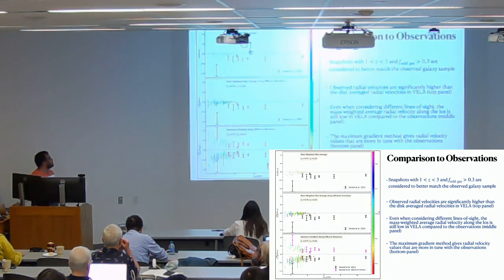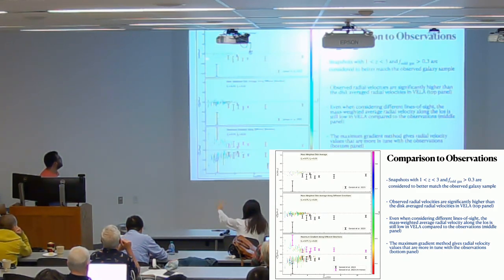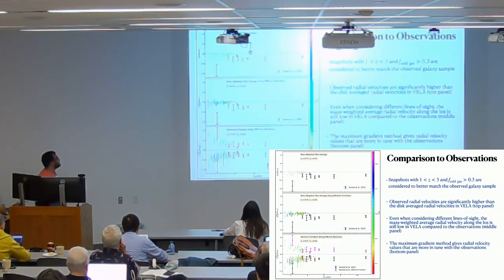So now we can look at the comparison to Genzel's observations. These are again the data points from Genzel. In the top panel, I'm showing you the simulation data points, looking at the disk average signal. The disk average signal is very small, and we saw that earlier as well. It doesn't agree with the data.